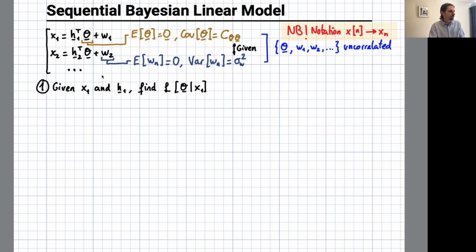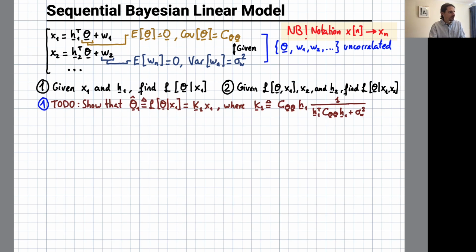So the problem from the previous slide now becomes the following. In the first step, we are given x1 and h1, and of course the moments, and we need to find the LMMSE estimate of theta given x1. And in the second step, we are given the LMMSE estimate from step 1 together with the data at step 2 and H2, and the goal will be to find this LMMSE estimate.